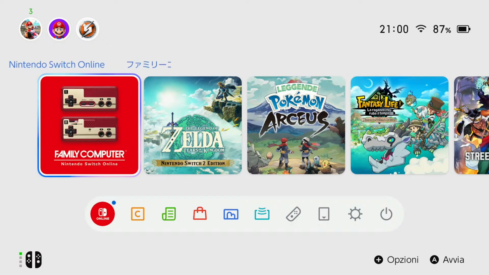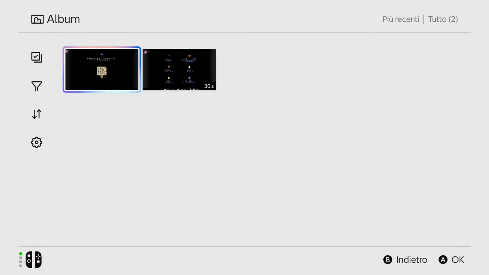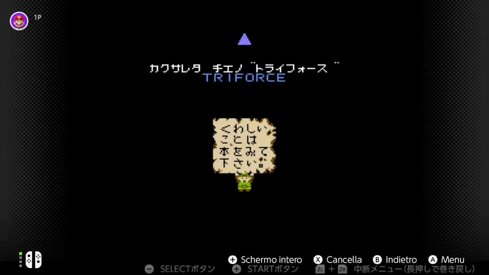But before doing that, we'll start by reading the message Link is holding at the end of the item screen. The one that shows up after the story when you wait on the title screen, as we didn't have the time to read it last time.